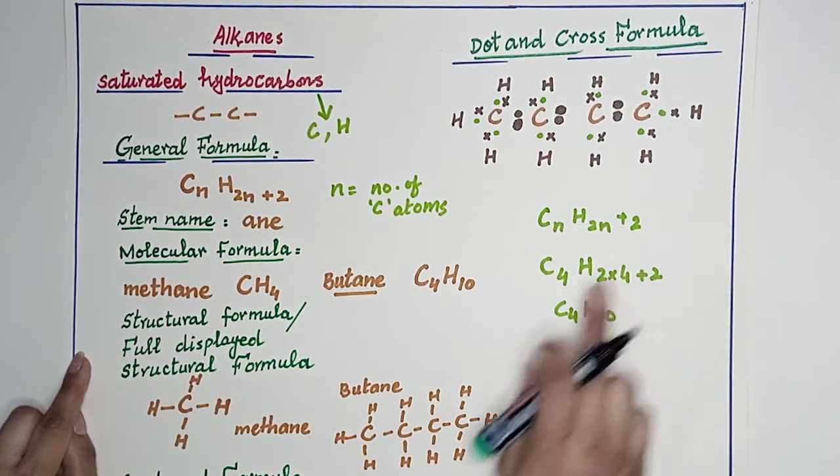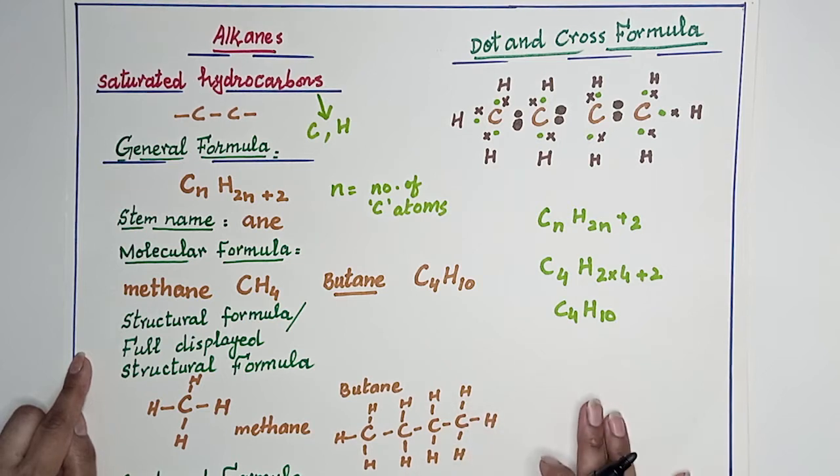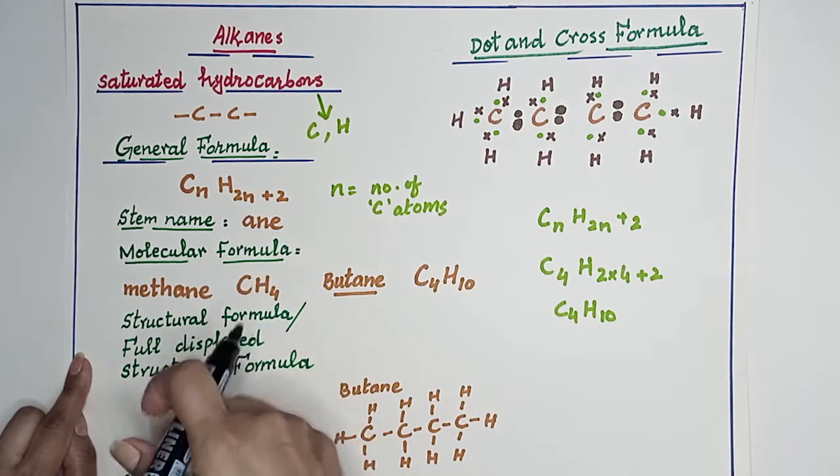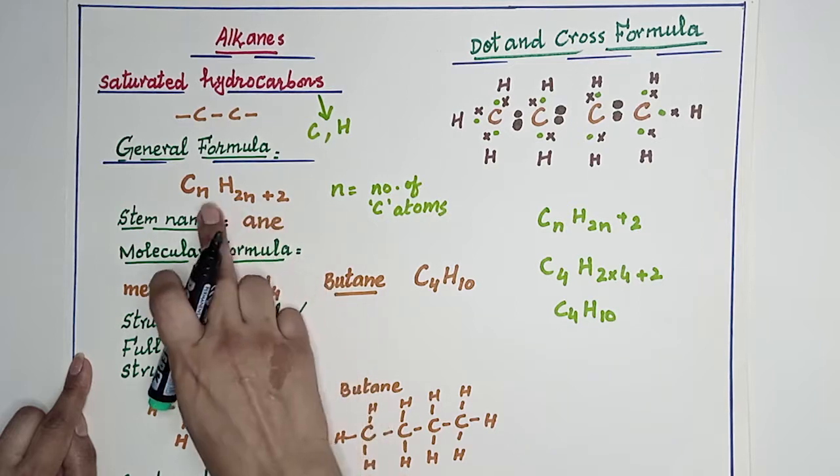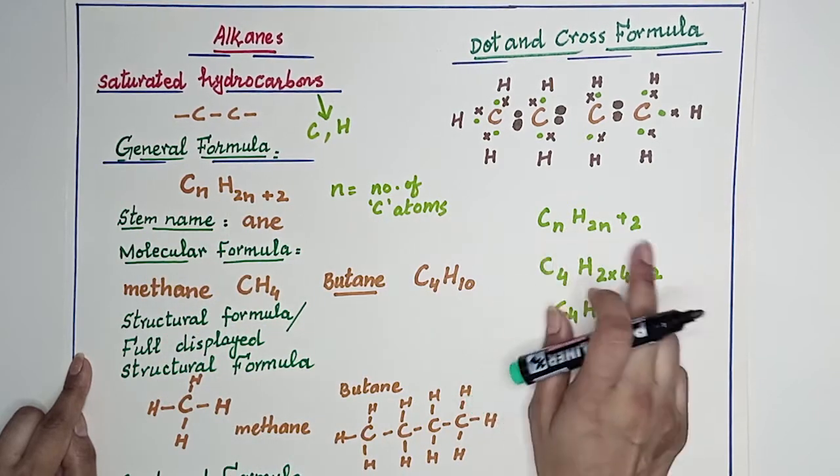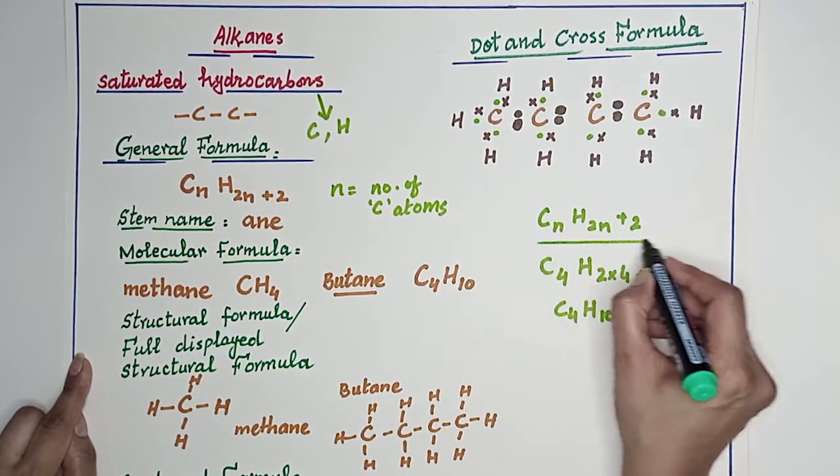So this is the way through which we will write the formula of alkanes. Saturated hydrocarbons, carbon-carbon single bonds are present. We can get the molecular formula by putting the value in N. We have the general formula is CnH2n+2.